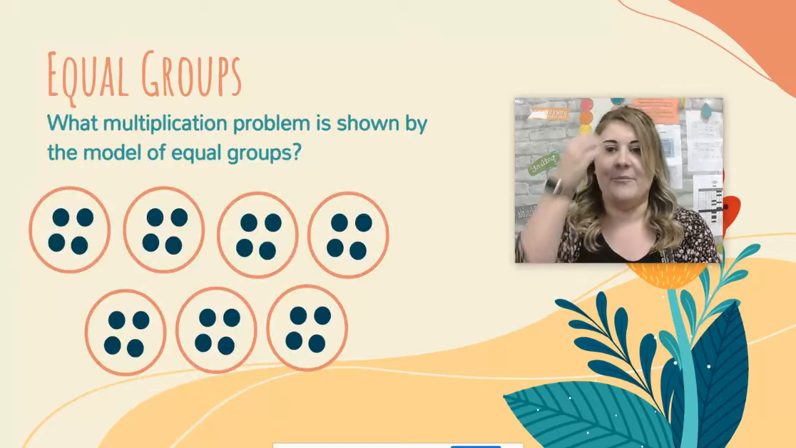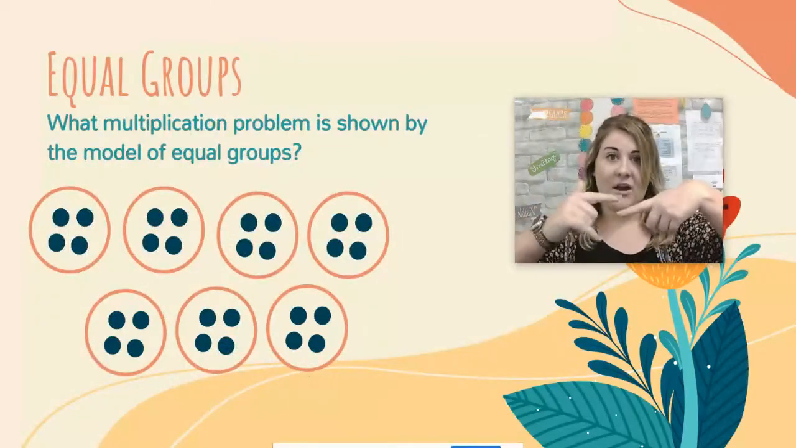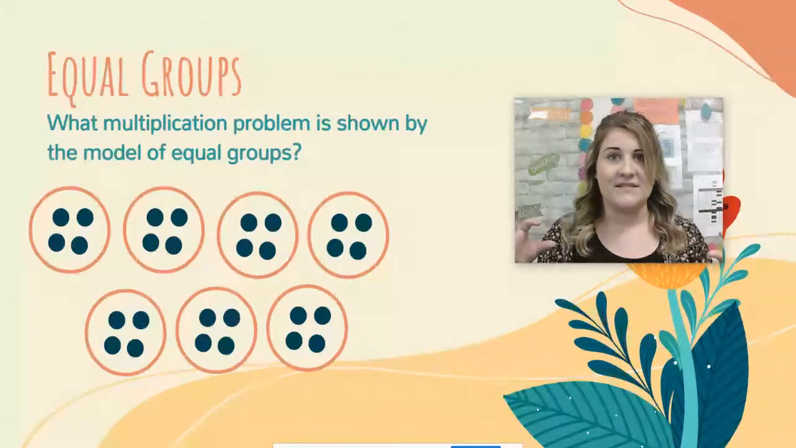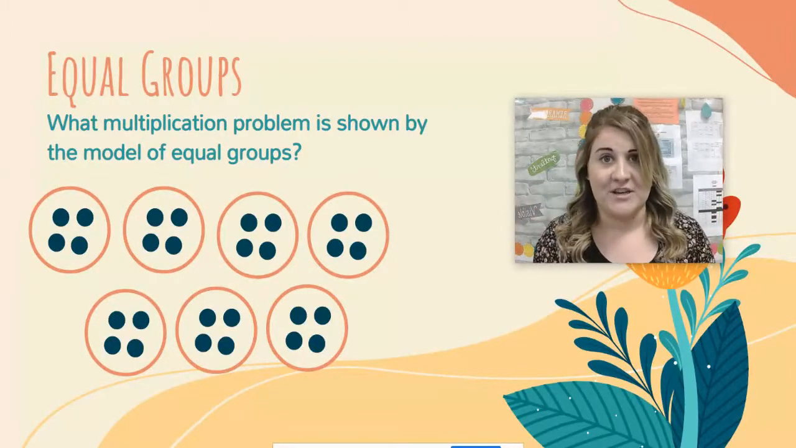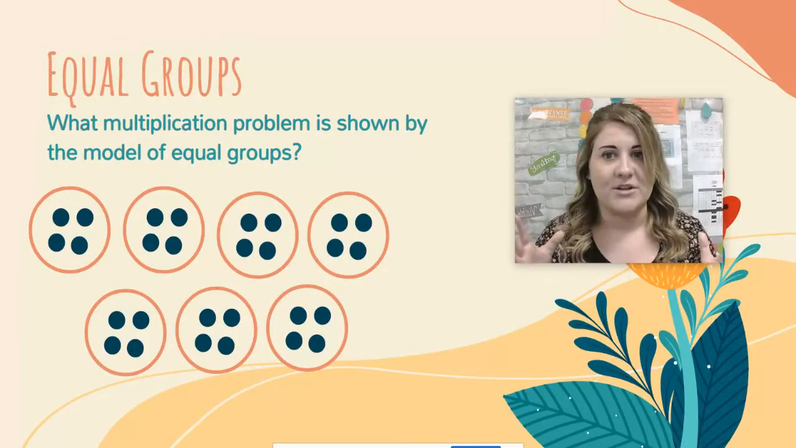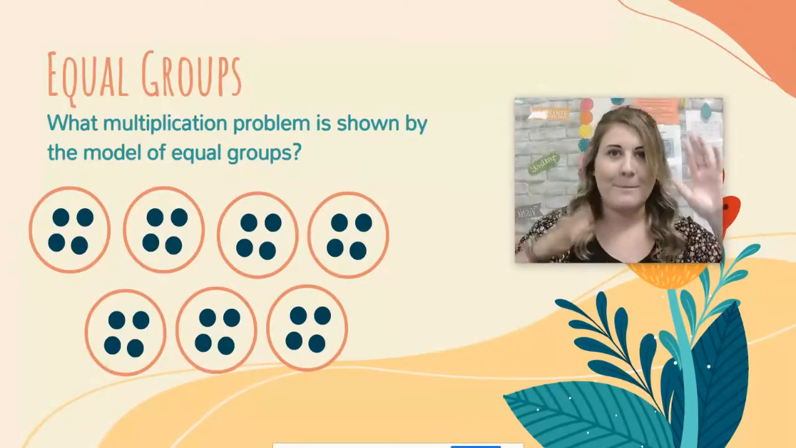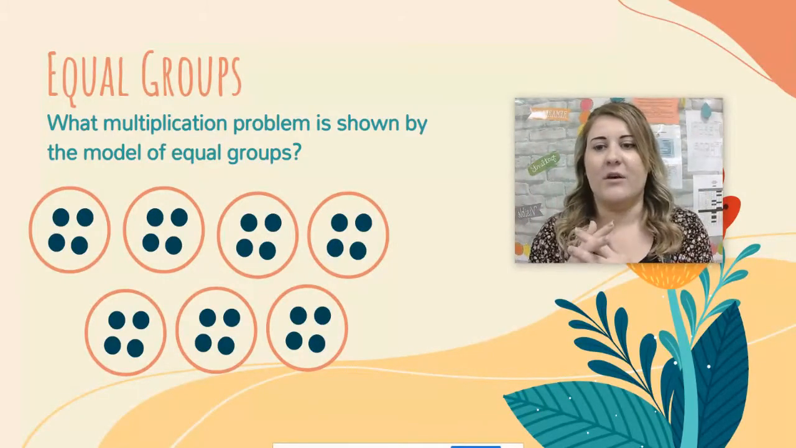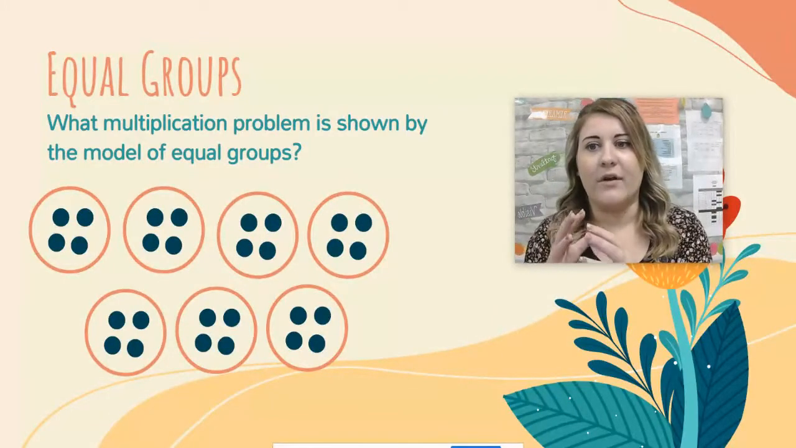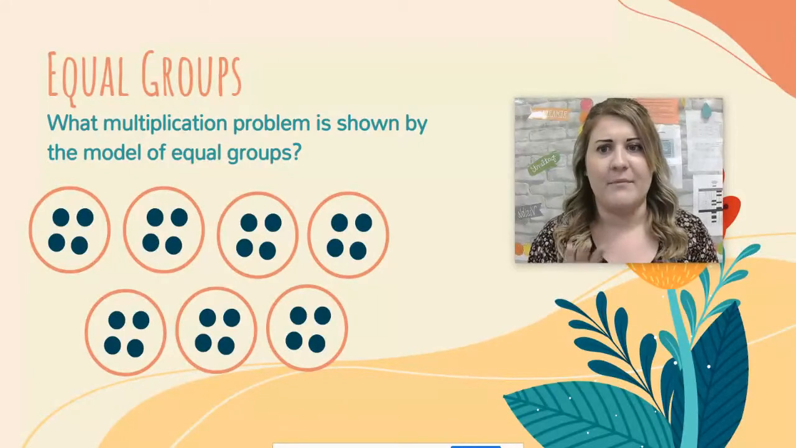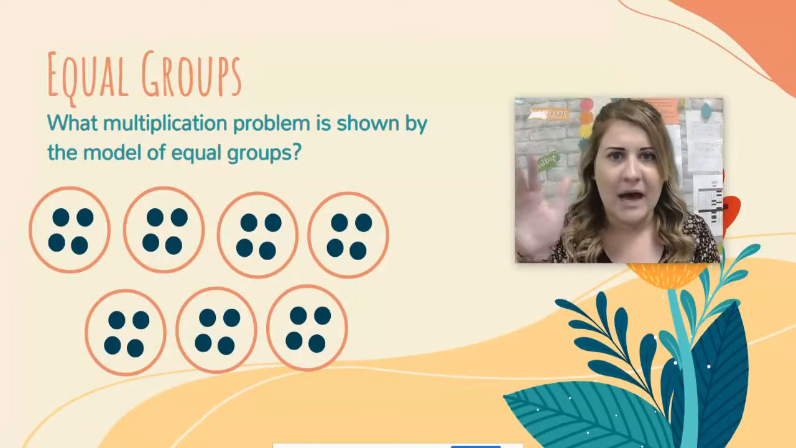All right, now let's do it a little bit backwards. Instead of giving you the multiplication sentence, I want you to find the multiplication sentence. So we have a model here. A model is a fancy word for a picture. A model is a picture, okay? So we have a model of equal groups. We are going to figure out what multiplication problem this picture, this model, is showing.